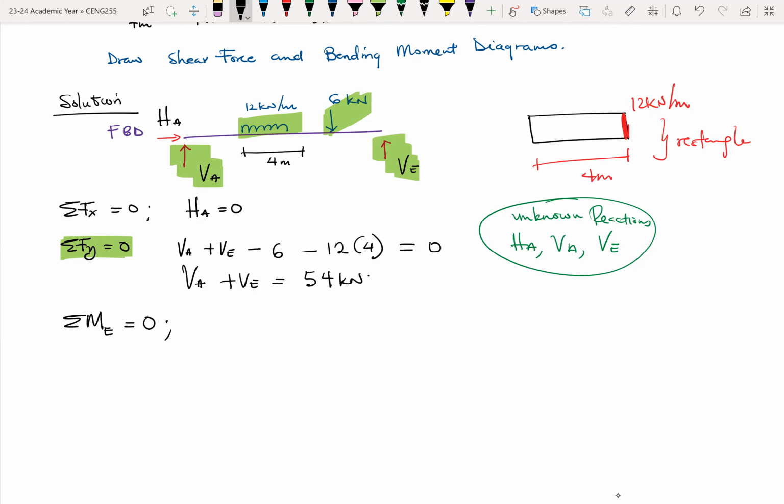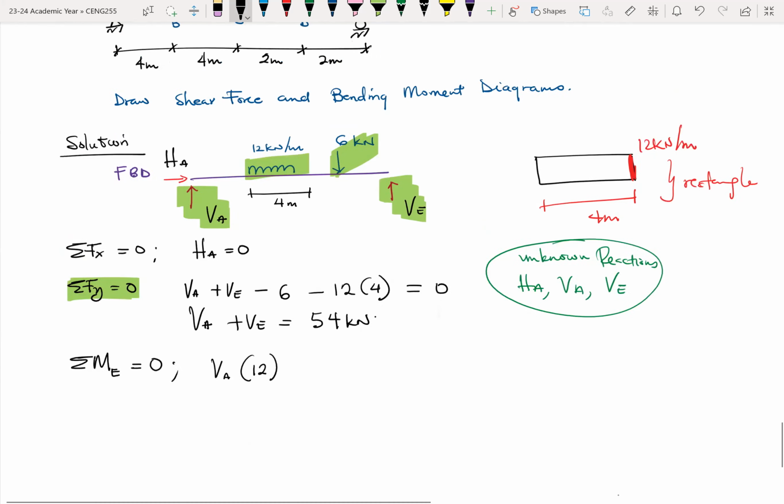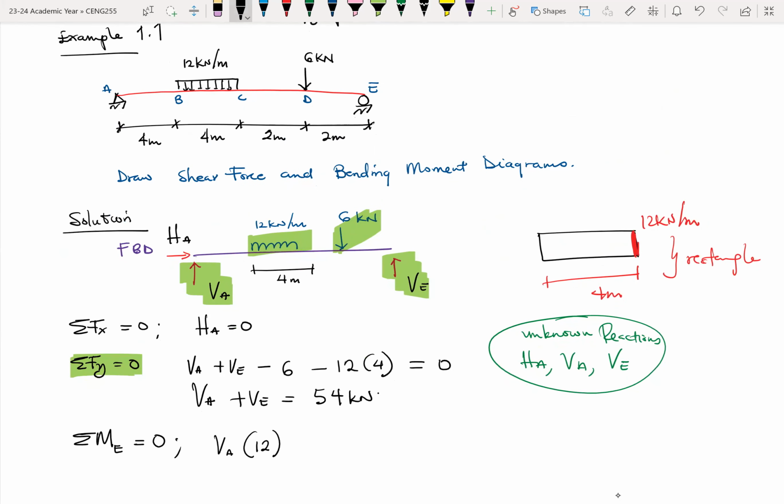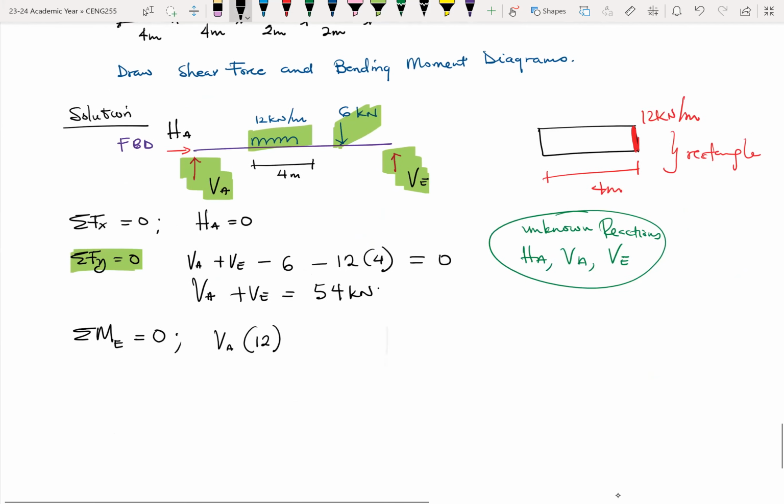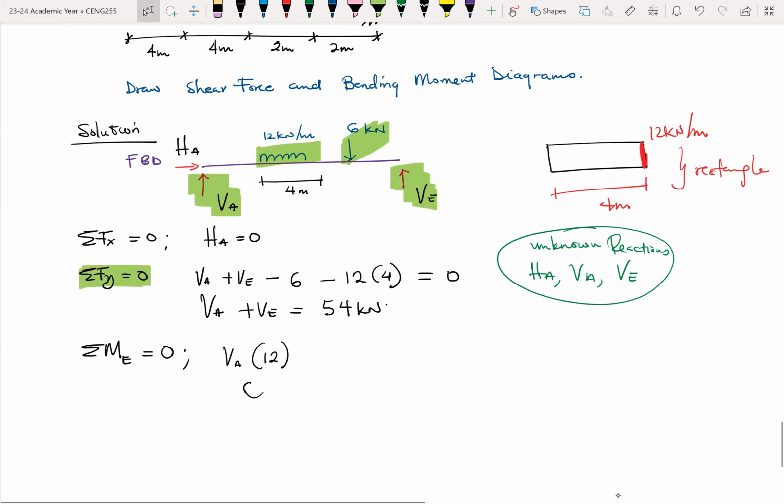So with that, our moment becomes VA, the force, times the distance. And this distance is from where the load is applied to where we want to find the moment. That distance, if you go back to the problem, is 4 plus 4 plus 2 plus 2, and that should give us 12. And the force VA will cause a clockwise rotation about E. So let me say clockwise.